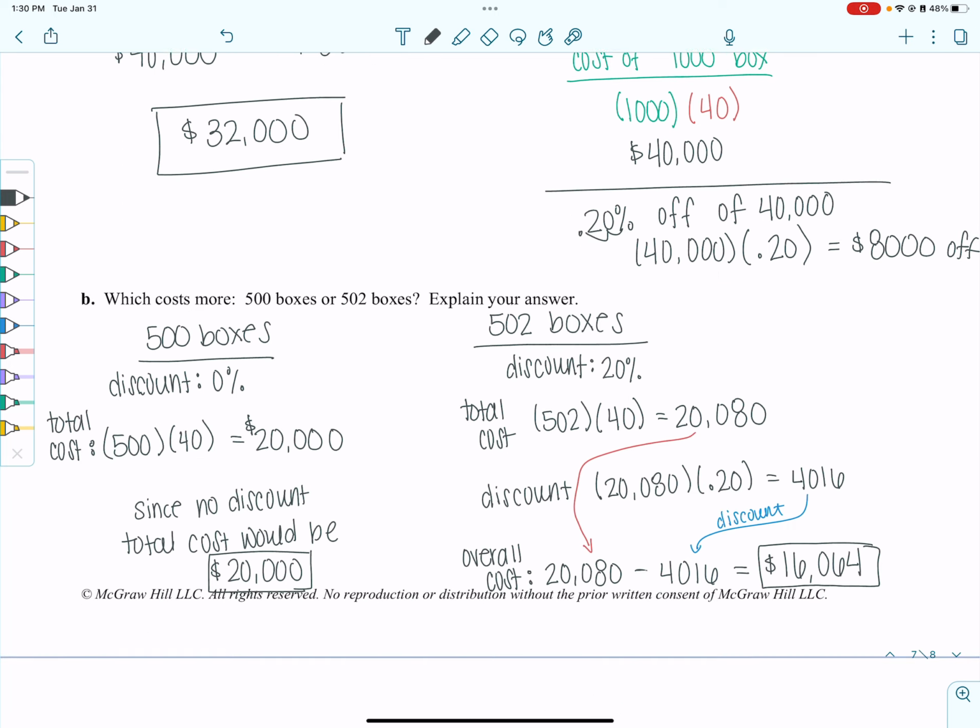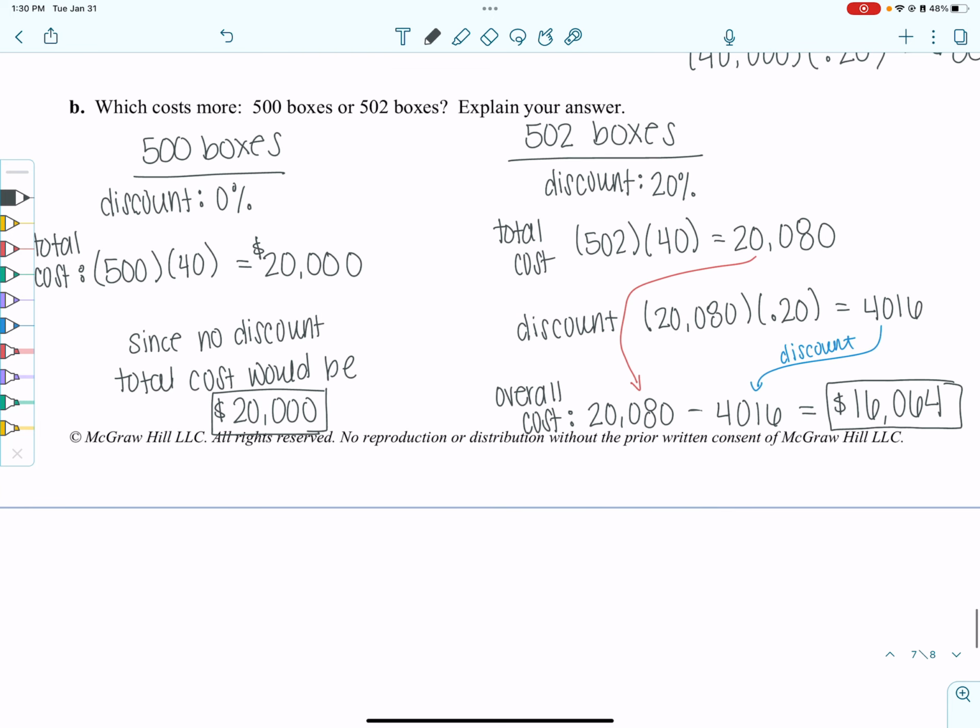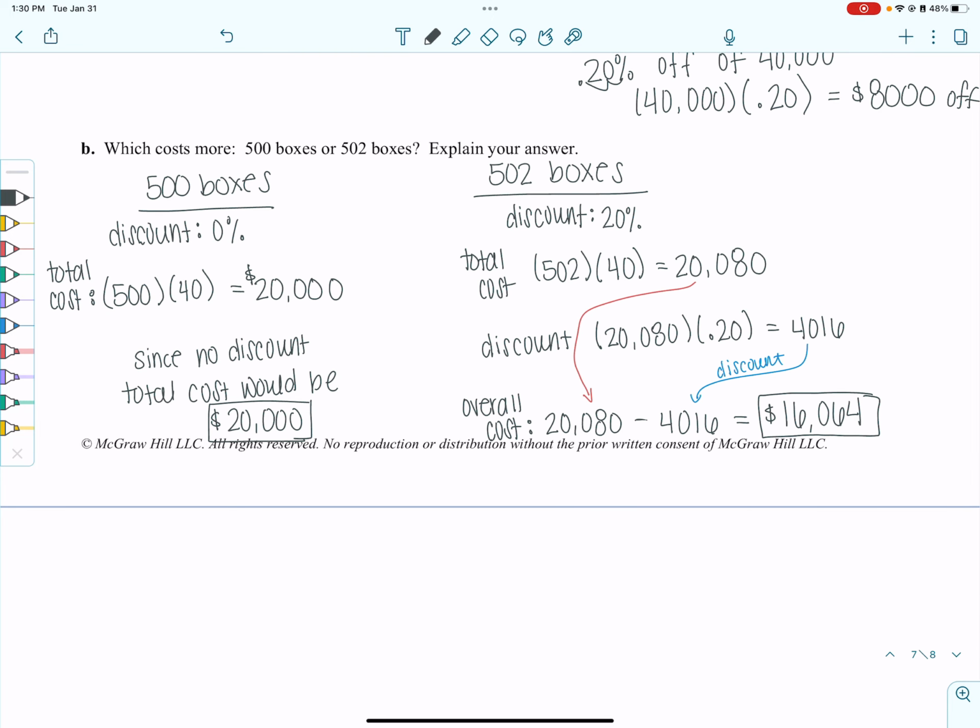The next one says, which costs more, 500 boxes or 502 boxes? We're going to do the same process, and I went ahead and did that example ahead of time, with 500 and 502, and you get those two answers on the screen. You can see that because at 502 boxes you actually get the 20% off coupon, it is going to be significantly cheaper to get 502 boxes versus 500 boxes.